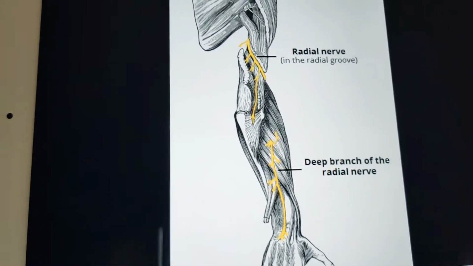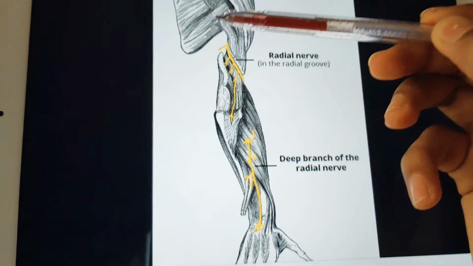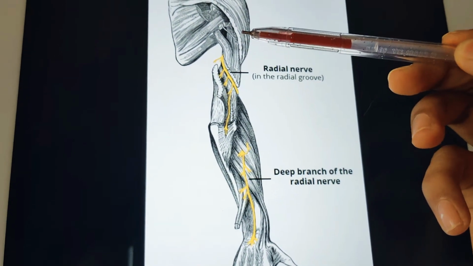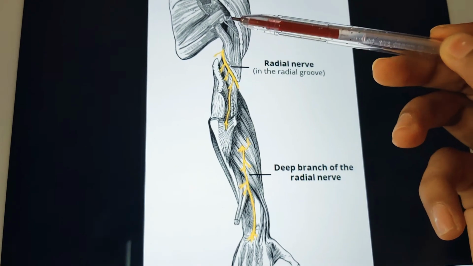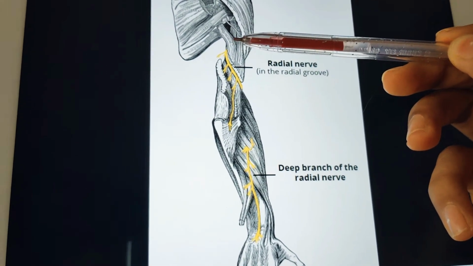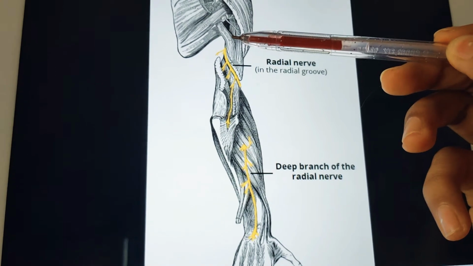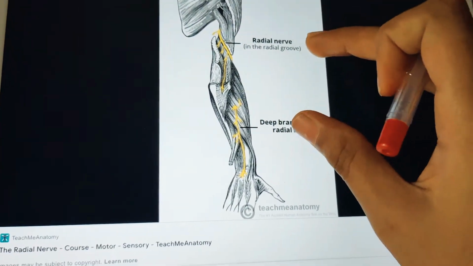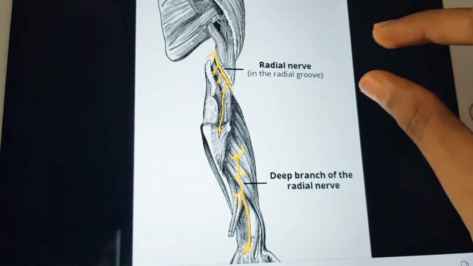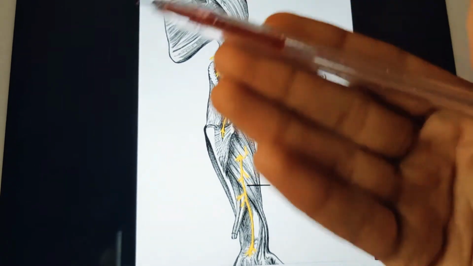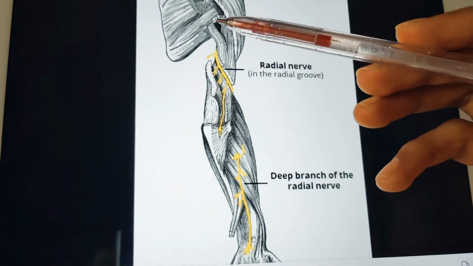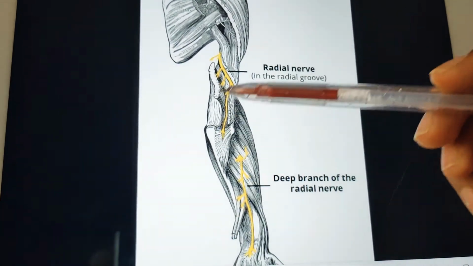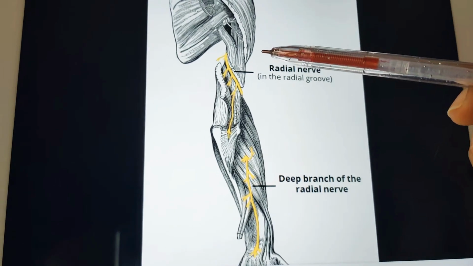The radial nerve is given off from the posterior cord. The posterior cord will be here. It is given off in the lower part of the axilla, right? And in the arm it lies behind the brachial artery, because you know the brachial artery is in the anterior compartment. So behind means on the back side, the posterior side of the arm and forearm. So it is behind the brachial artery, right?